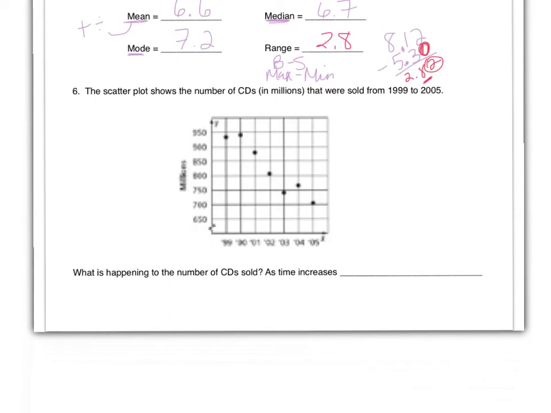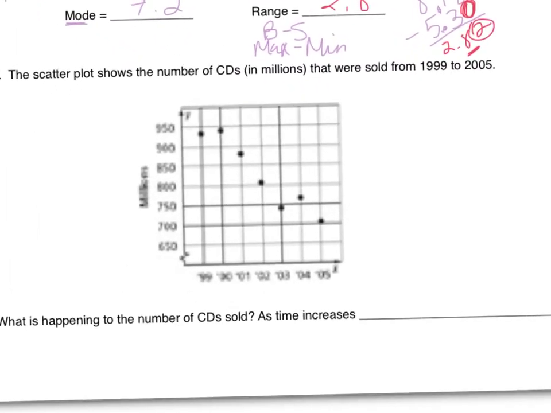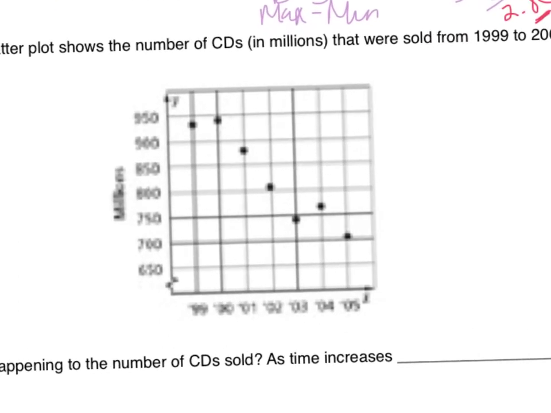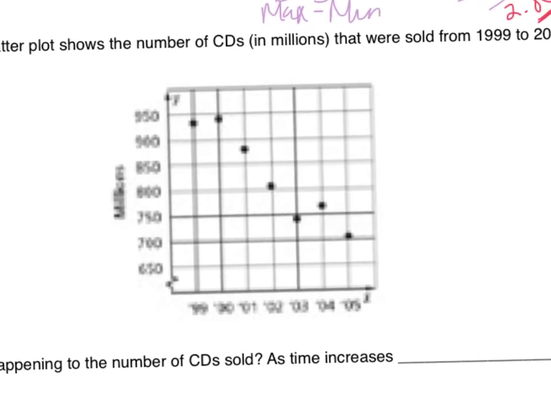This next one, the scatter plot, shows the number of CDs in millions that were sold from 1999 to 2005. What is happening to the number of CDs sold? I know this is not clear on this, but on your paper you can see that as time is going forward, as more time goes by, the overall trend is the number of CDs is basically dropping. So this would be a negative trend.